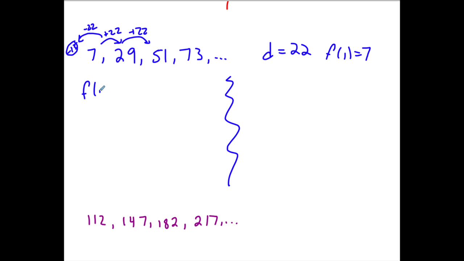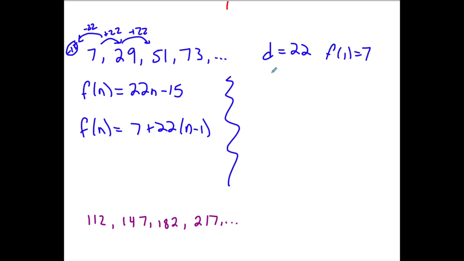So you get f of n equals 22n minus 15, or you plug in 1 and you realize that to get 7, you're going to need to subtract 15, or you're at f of n equals 7 plus 22 times n minus 1. Okay, recursive, first term is 7, term n equals the previous one plus 22.